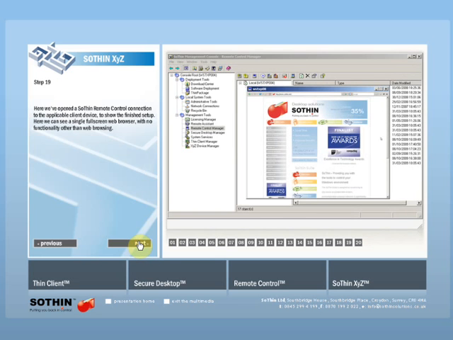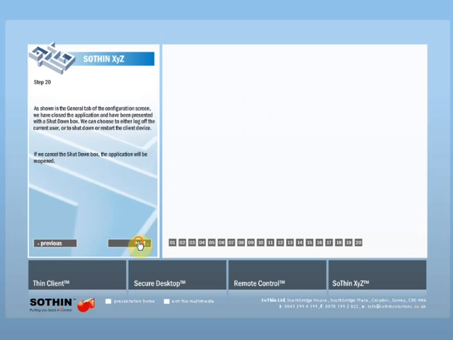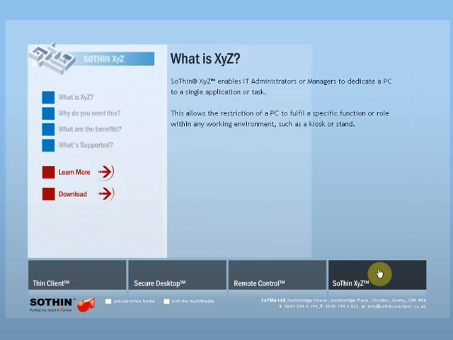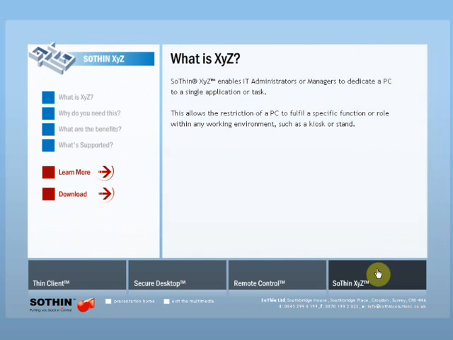This screen shows us opening a SoThin remote control connection to the applicable client device to show the finished setup. Here we can see a single full-screen web browser with no functionality other than web browsing. As shown in the General tab of the configuration screen, we have closed the application and have been presented with a shutdown box. We can choose to either log off the current user or to shut down or restart the client device. An important point to take note of here: if we cancel the shutdown box, the application will be reopened.